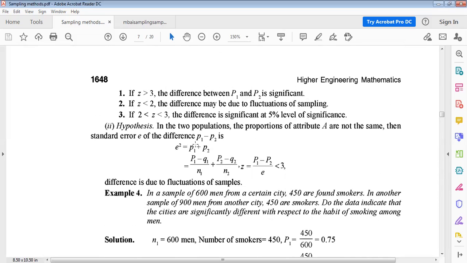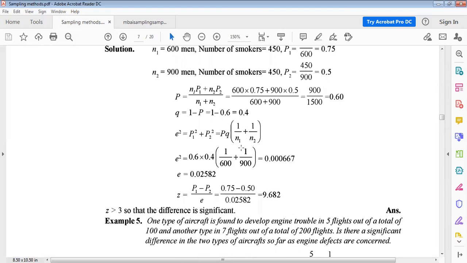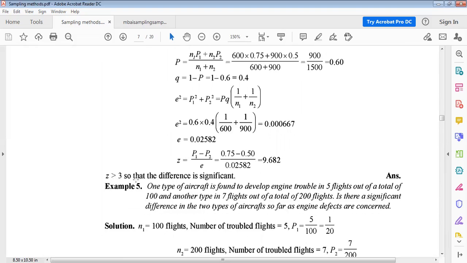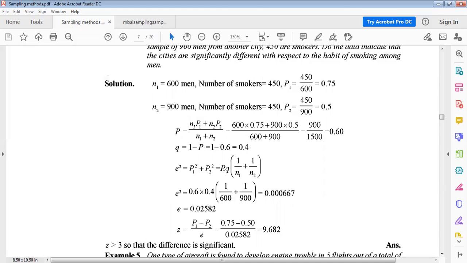Okay, standard error, E square equals this formula: PQ times (1 by n1 plus 1 by n2). Just putting these values, this is the standard error. Taking the square root of this, we get this. Now Z equals P1 minus P2 divided by E, which will be 9.682. Since Z is greater than 3, the difference is significant.